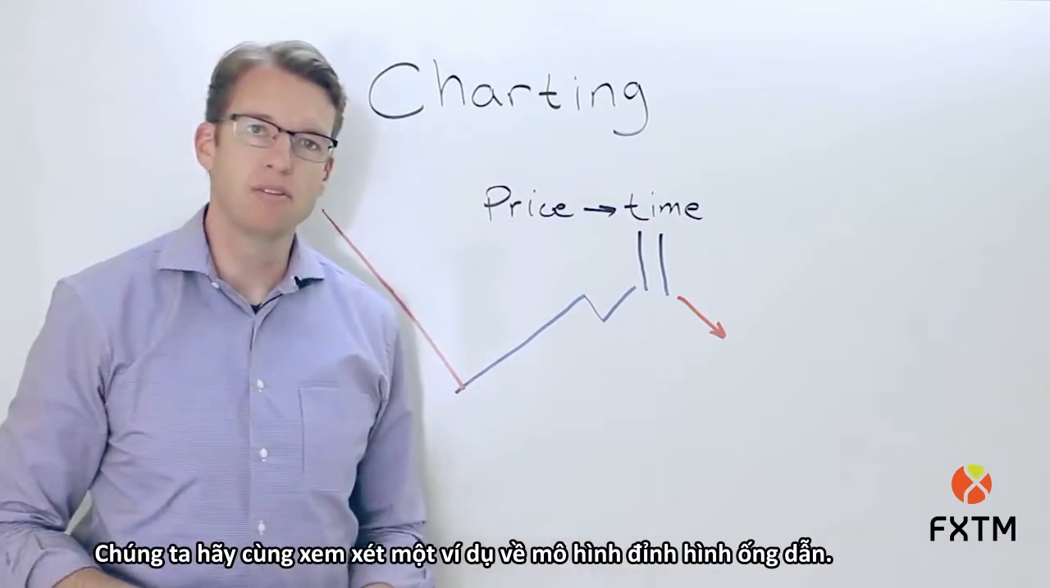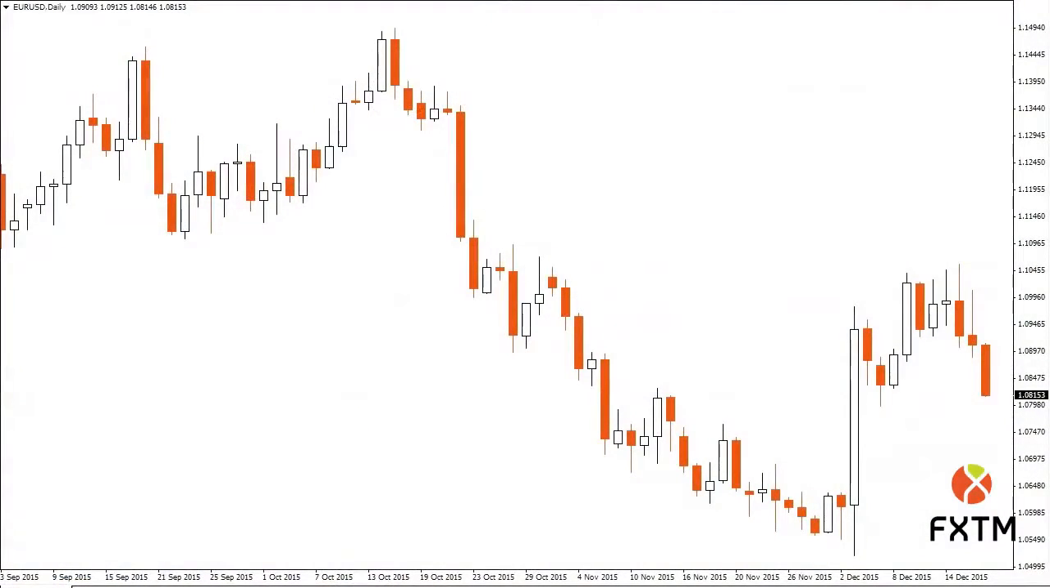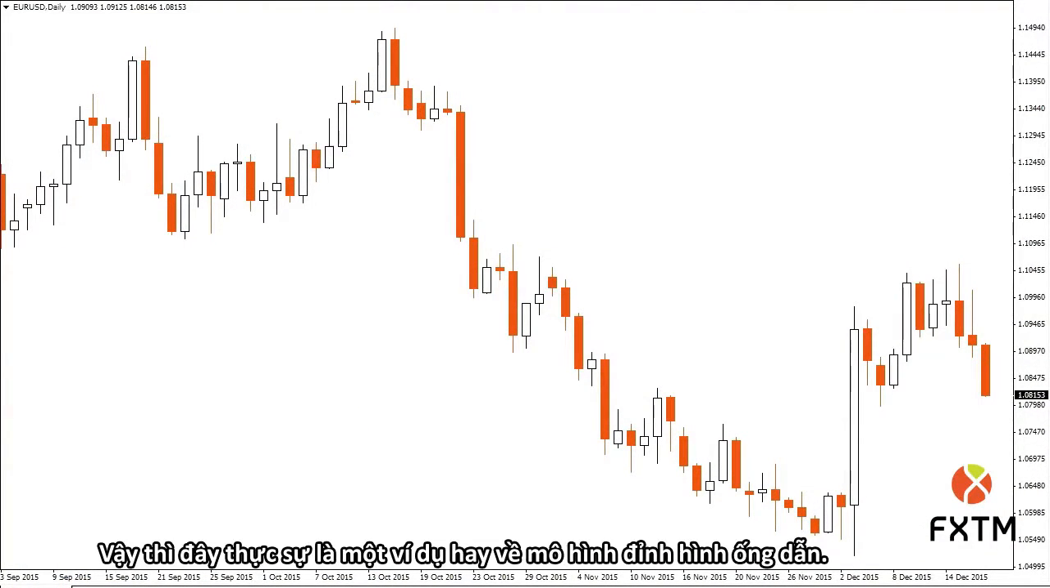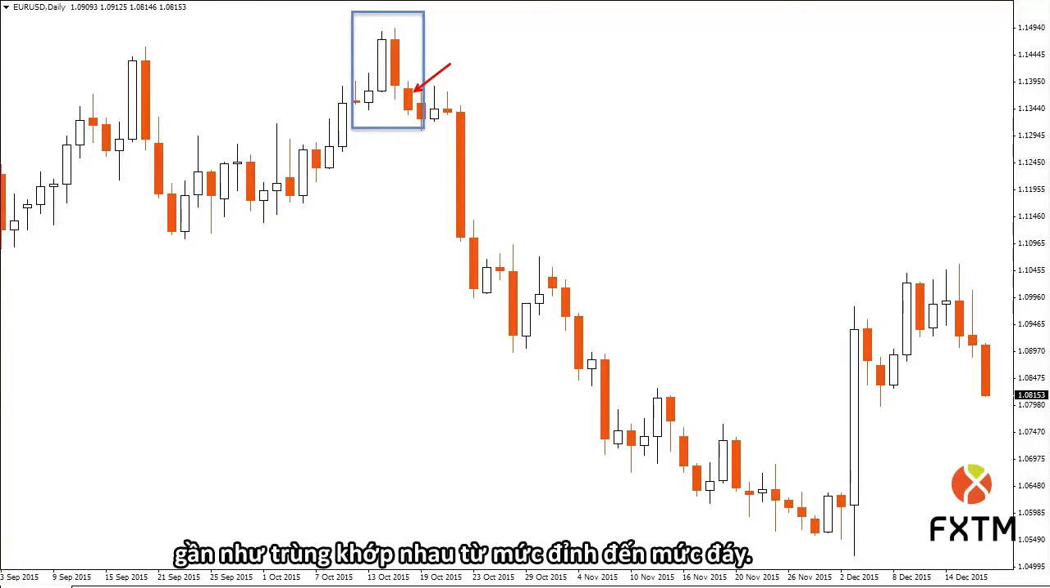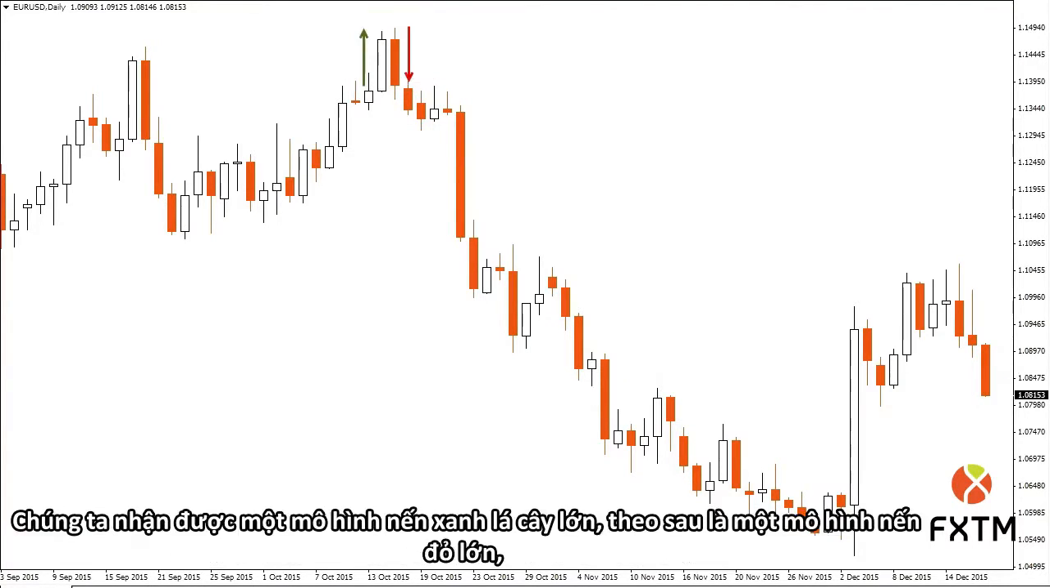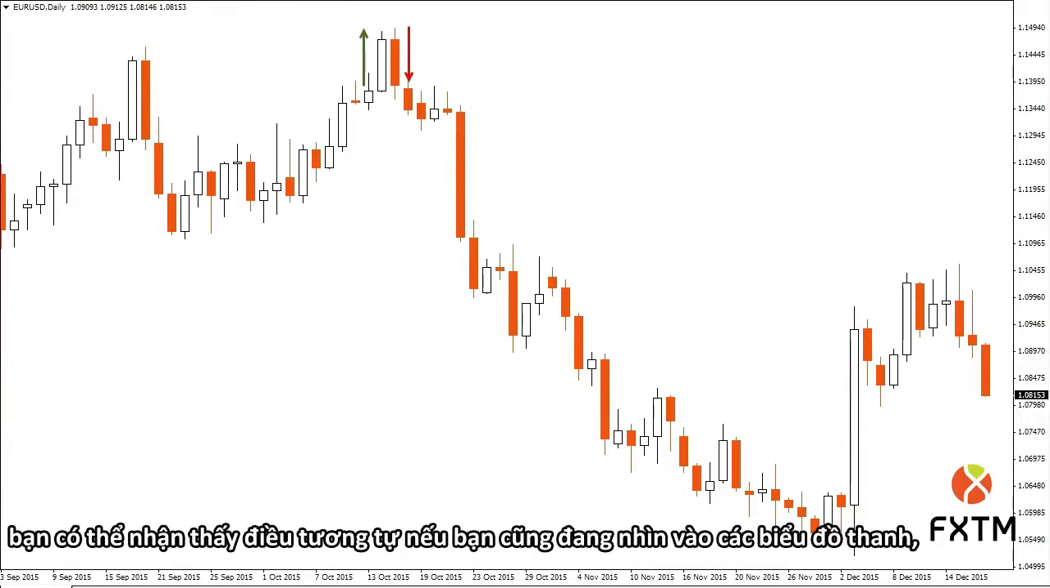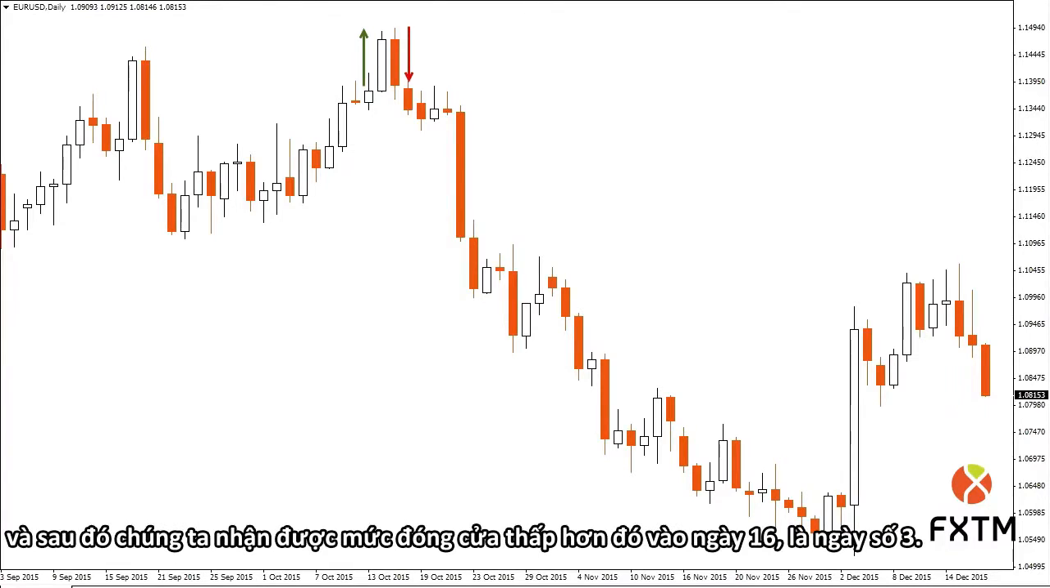Let's look at an example of a pipe top. This is a really good example. You can see this one on the euro dollar on October 14th and 15th, 2015. That was confirmed with a lower close after those two tall candles that more or less matched each other from the highs to the lows. We get a big green candle followed by a big red candle. You could see the same thing if you were looking at bar charts as well. And then we get that lower close on the 16th, so that was day number 3.